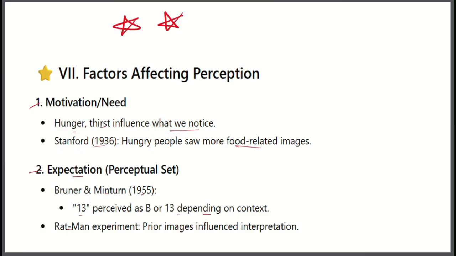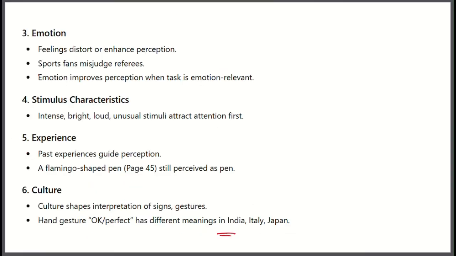Emotion: feelings distort or enhance perception. Sports fans misjudge referees. Emotion improves perception when the task is emotion-relevant. Stimulus characteristics: intense, bright, loud, unusual stimuli attract attention first. Experience: past experiences guide perception. A flamingo-shaped pen, page 45, is still perceived as a pen.